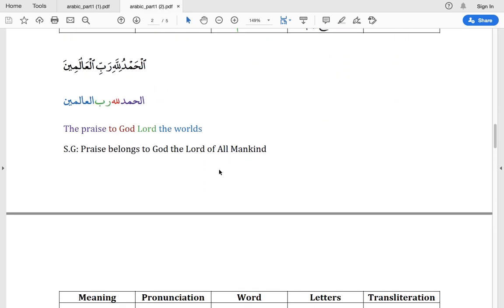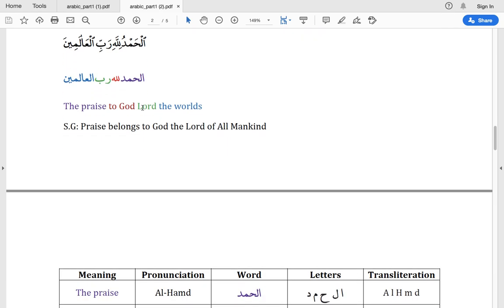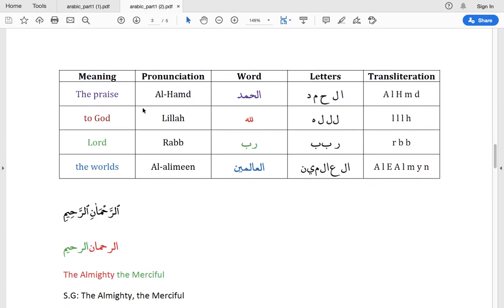Moving on to the next verse. Alhamdulillahi Rabbil Alameen. Again, we took out the marks at the top and the bottom to make it much more legible. Let's look at the individual meanings of the words. We have Alhamd, alif, lam, ha, mim, dal, which means the praise. The reason it means the praise is because we have alif lam at the beginning, and alif lam at the beginning means that this is a definite noun, so it basically signifies the. And then ha, mim, dal, this combination of letters, which is pronounced as hamd, means praise. So that's why we have the praise.